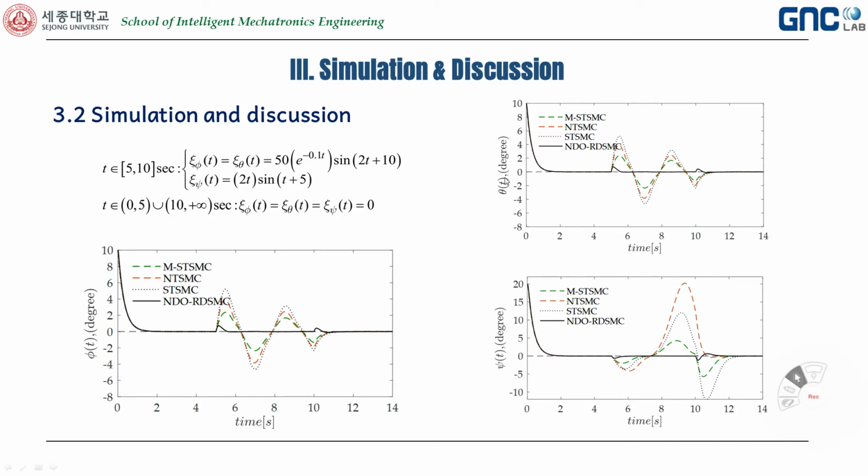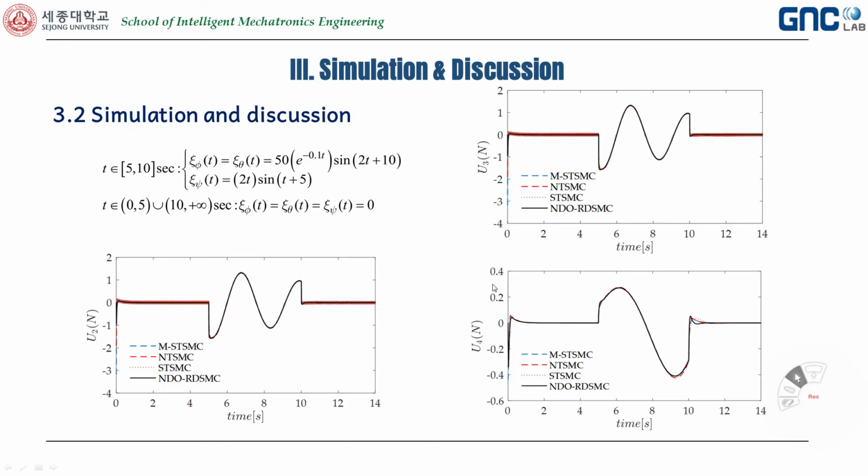This is the pitch performance, and this is the yaw performance. The proposed controller is always better than others. And this is the performance of the controller. You can see the chattering phenomenon of the proposed controller is also very small, smaller than non-singular terminal sliding mode control and smaller than super twisting sliding mode control. This is the roll controller, pitch controller, and yaw controller as well.